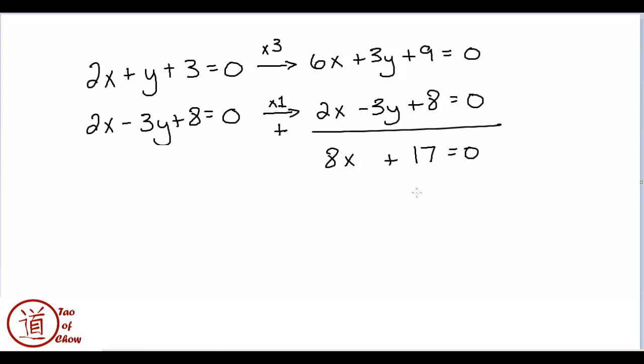Alright, then I can solve this and say 8x is equal to negative 17, and x is equal to negative 17 over 8. Alright, so a lot of people say that elimination is easier than substitution. I think it is as well. Sometimes, though, it's better to use substitution.